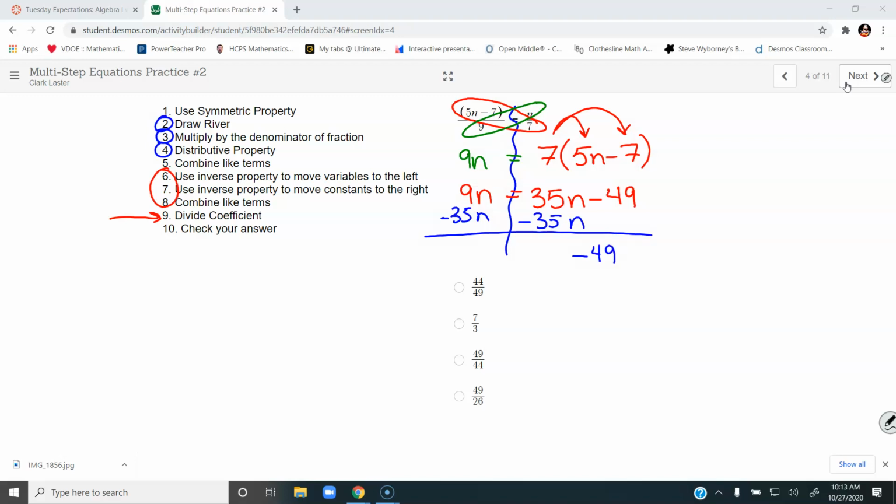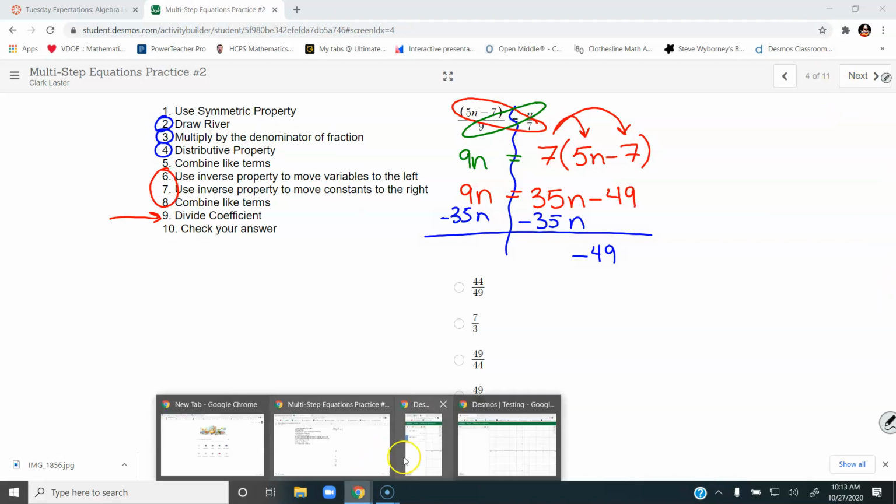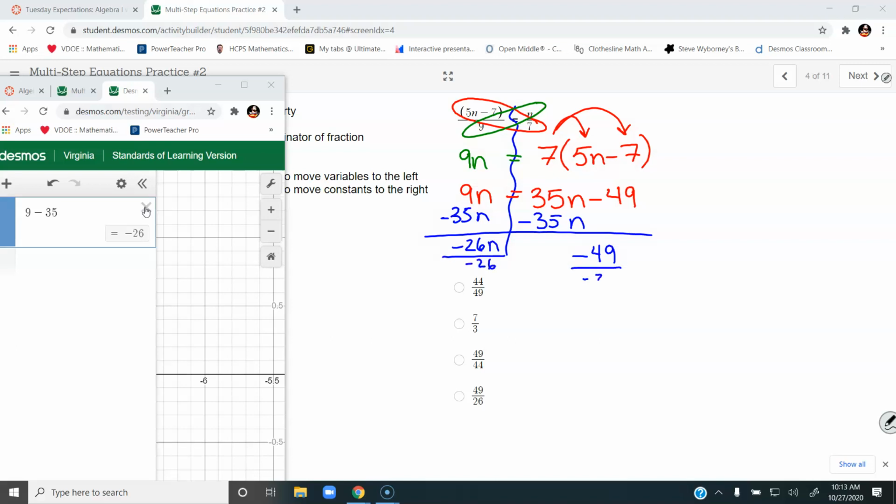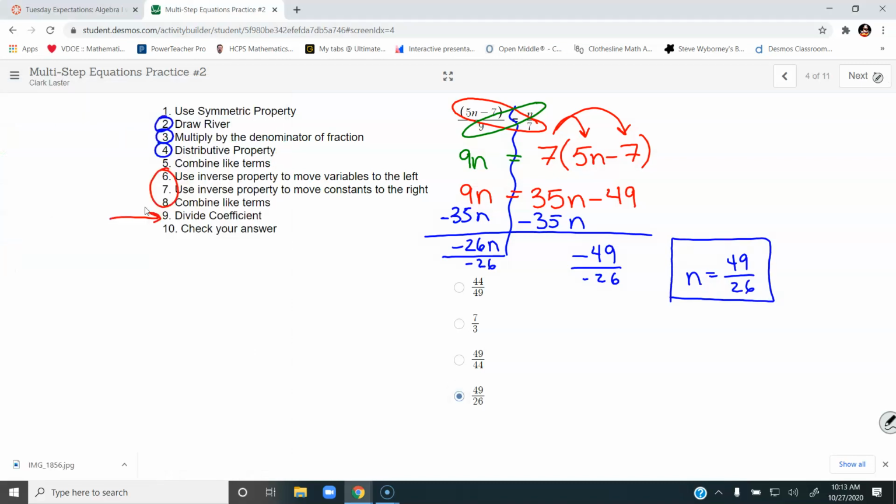Again, my strength is not in adding and subtracting integers. All right, so I'm going to come down here, and I'm going to say 9 minus 35, and that gives me negative 26. So this right here will be negative 26n, and now I am going to do the ninth step, which is divide. So n equals 49/26. Okay? Now, that looks to be that answer right there.